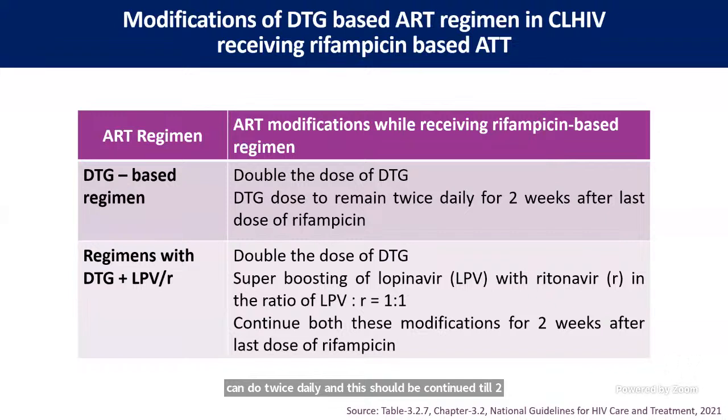Suppose you are giving a regimen where the child is on DTG and ritonavir boosted lopinavir, so not only do you have to double the dose of DTG, you have to super boost the lopinavir ritonavir in the ratio of 1:1. And this modification, again to re-emphasize, should be continued till 2 weeks after the last dose of rifampicin.